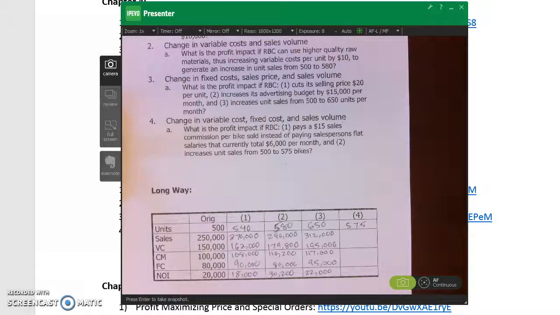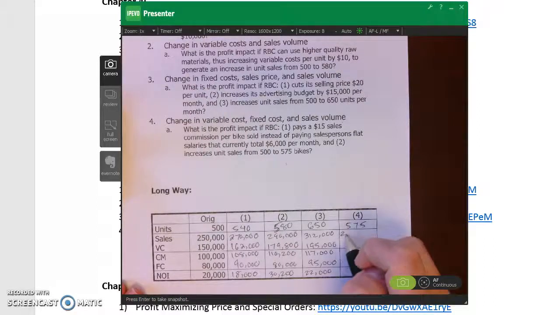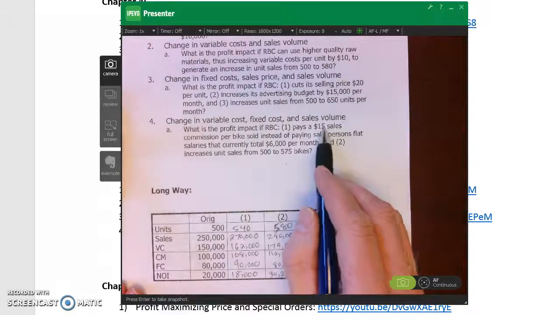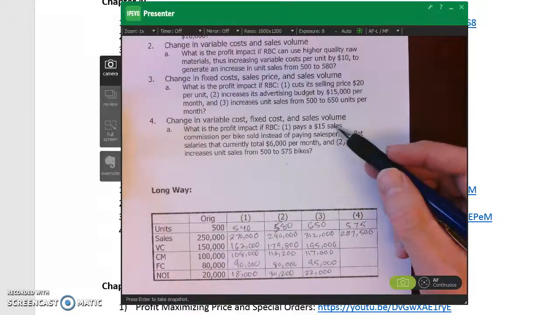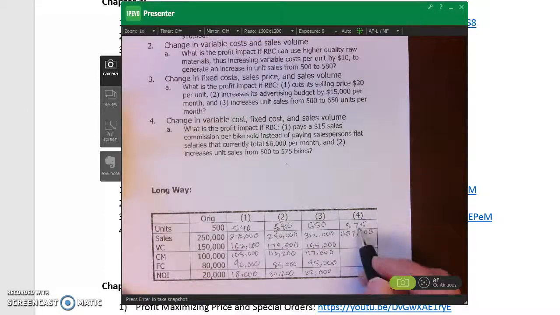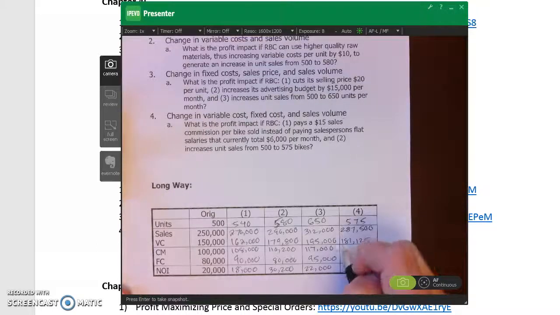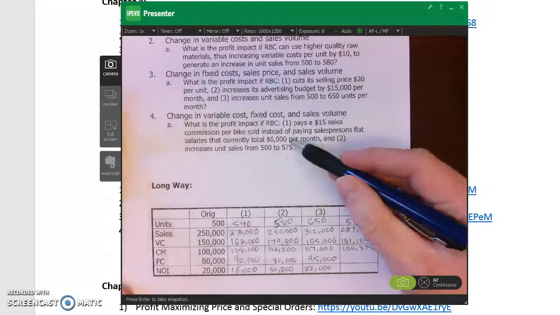We don't see anything about our sales price changing, so it becomes 575 times the 500, which is our 287,500. This does increase. This is an extra variable expense. Okay? Commissions is a variable expense, so it goes from 300 to 315. 315 times my 575 gives me my 181,125. And I can subtract the two to give me my contribution margin. Okay? 106,375.